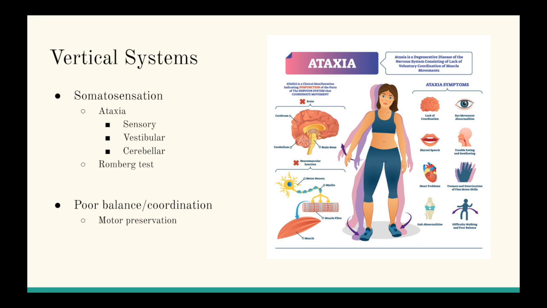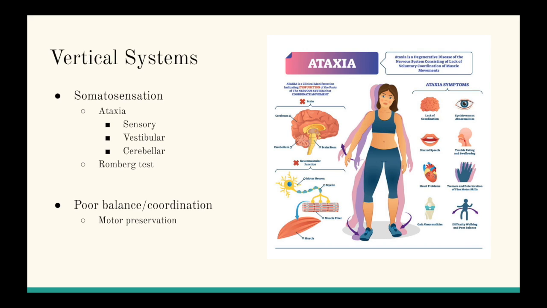TBIs can result in unsteady balance and coordination. There are 3 types of ataxia: sensory, vestibular, and cerebellar. The first one, sensory, includes normal speech, sensory loss, and an unsteady gait. Vestibular includes vertigo, hearing loss, and the individual may stand with feet closer together. Cerebellar includes vertigo, limb ataxia, and the individual is unable to stand with their feet together.